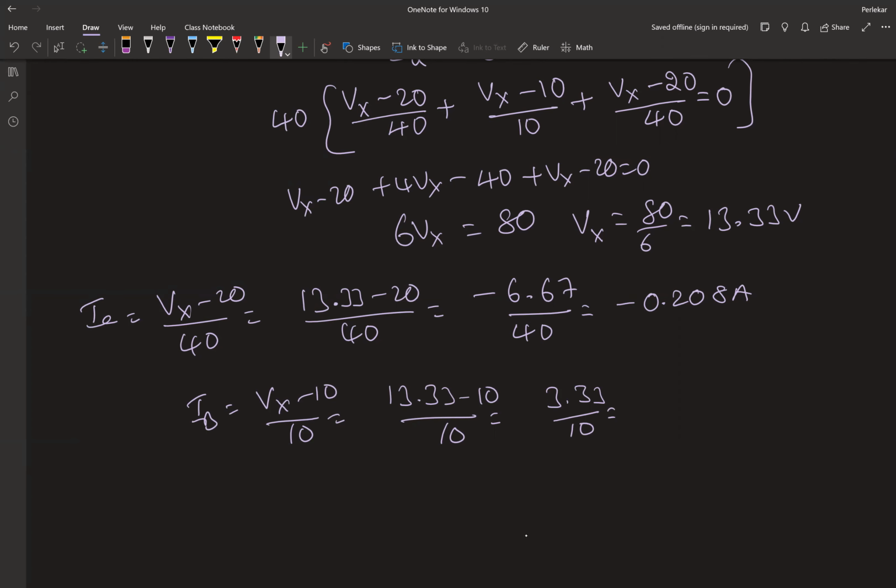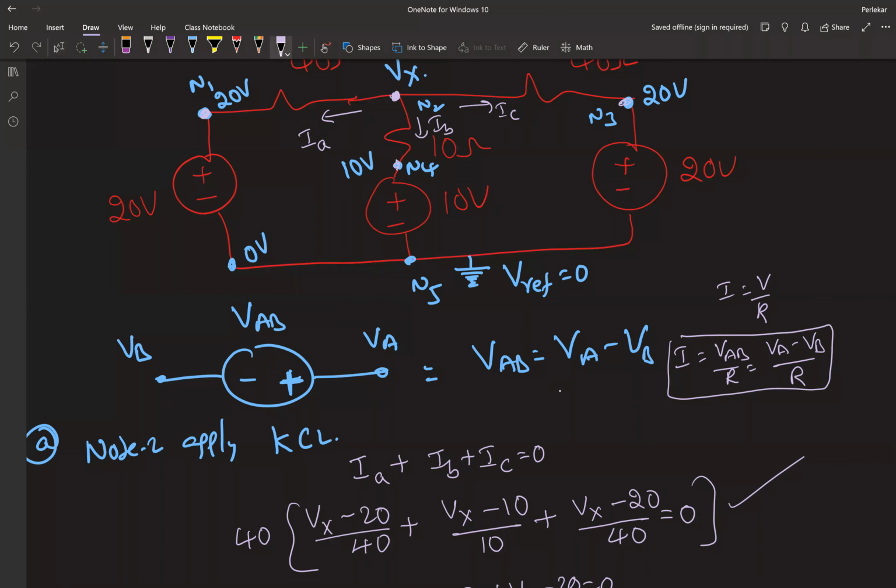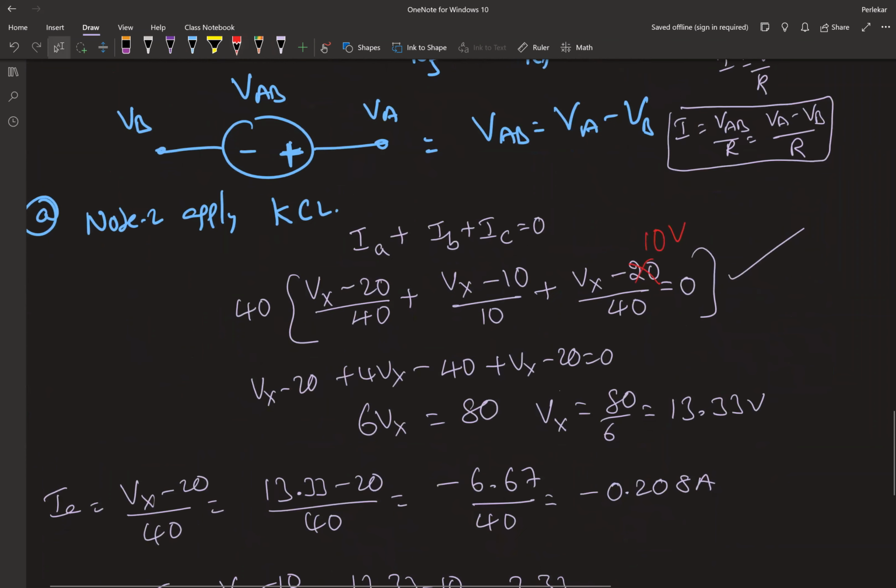I think something went wrong with the recording. Okay, looks like I made a mistake here. This must be 10 volts there. So this must be 10, so this must be 70. So 70 divided by 6. Now what is this value? 70 divided by 6 is 11.6 repeating. 11.66 volts.